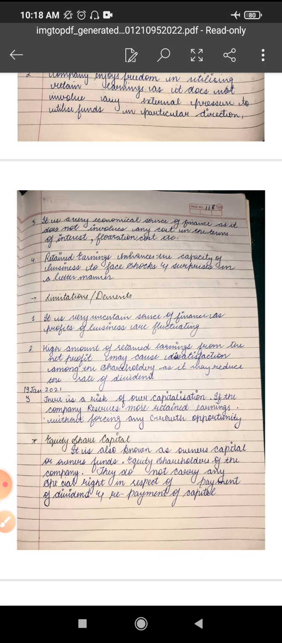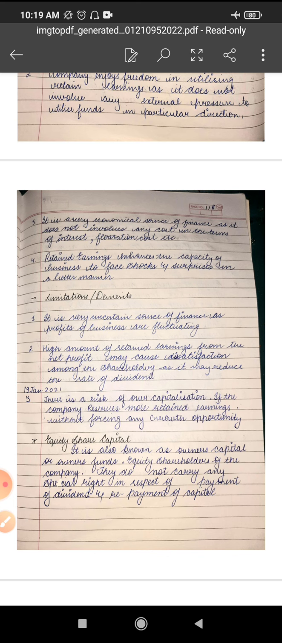High amount of retained earnings from the net profit may cause dissatisfaction among the shareholders, as it may reduce the rate of dividend. Now, whenever you are keeping aside more retained earnings and declaring less dividend to the shareholders, it may cause dissatisfaction to your shareholders.